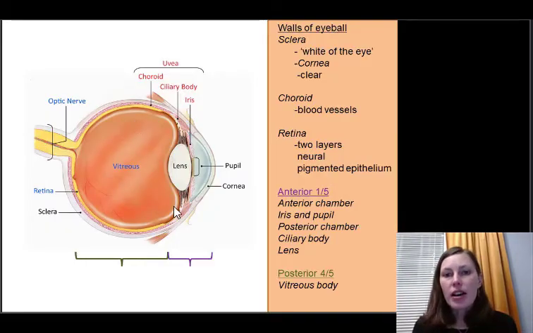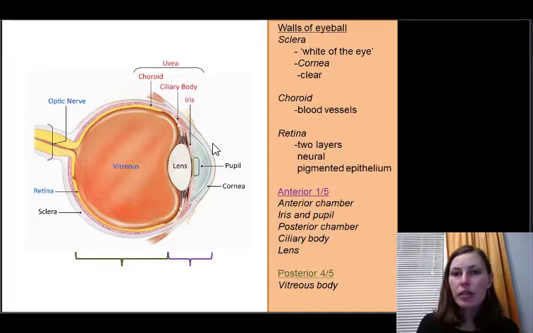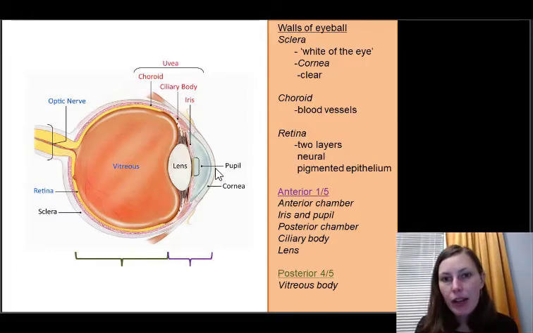We can also divide the eyeball into the anterior 1/5, and even though this is the smaller portion, it actually has a lot of structures in it. So starting from the outside, going anteriorly to posteriorly, again we have that cornea here. Then deep to the cornea, we have an opening called the anterior chamber. This is filled with aqueous humor, which is a fluid that fills the anterior chamber here.